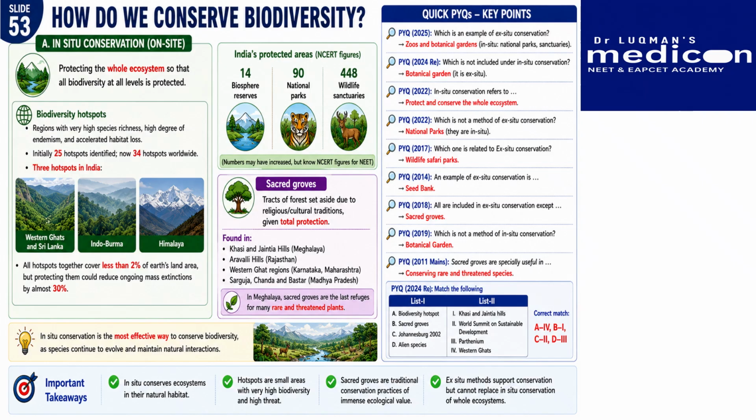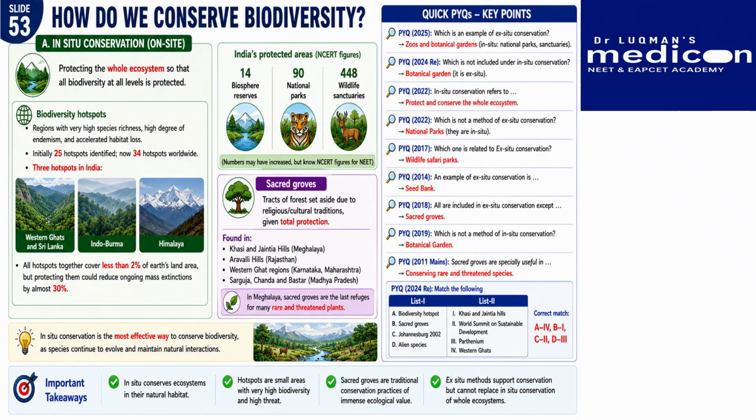almost 30%. Now, similarly, India's protected areas, according to the NCERT figures, are 14 biosphere reserves, 90 national parks, and 448 wildlife sanctuaries. Numbers may have increased, but no NCERT figures for NEET.